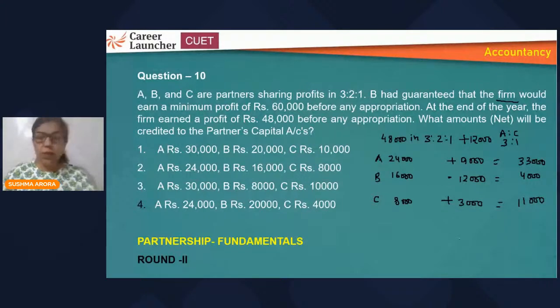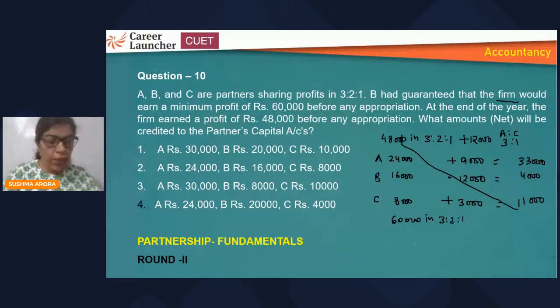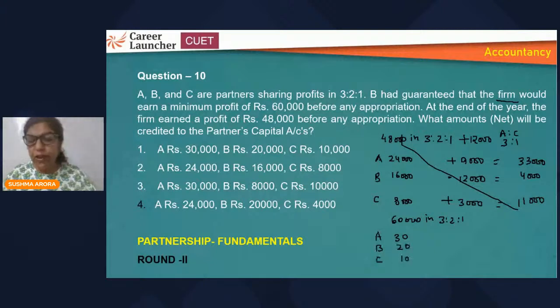Wait. I am showing you in a very easy manner. See, easy way. 60,000 in 3:1. So A will get 30,000. B will get 20,000. This is the easiest way. C will get 10,000. Now 12,000 minus in B. So our answer will be 38 and 10. So your answer will be this.